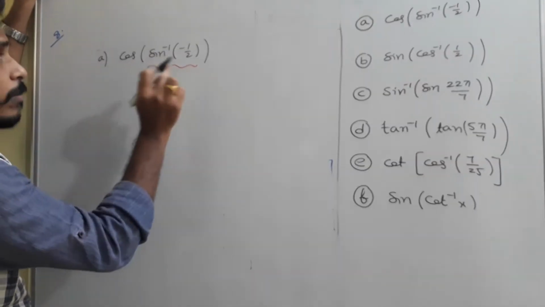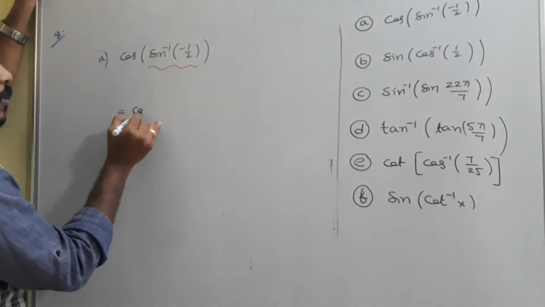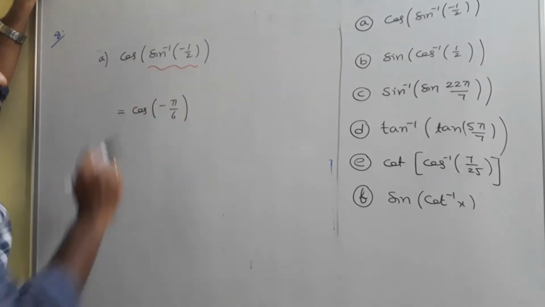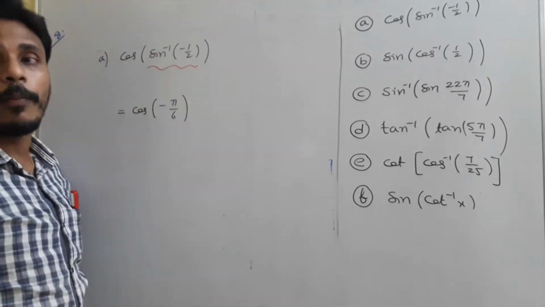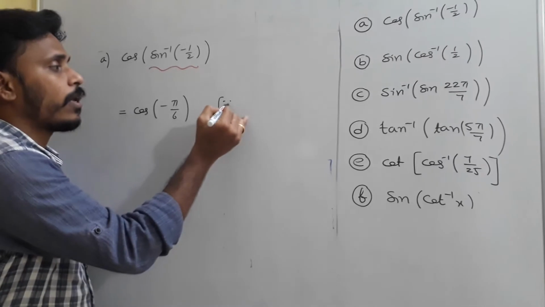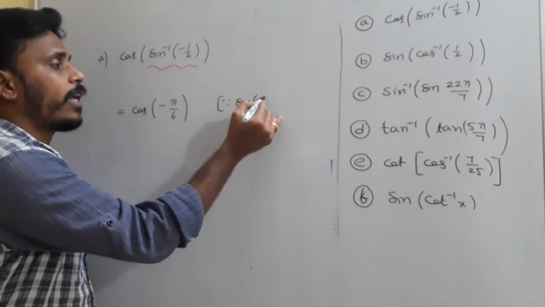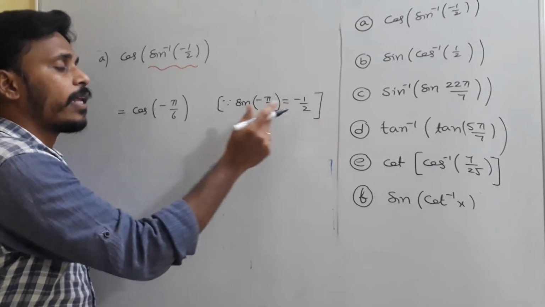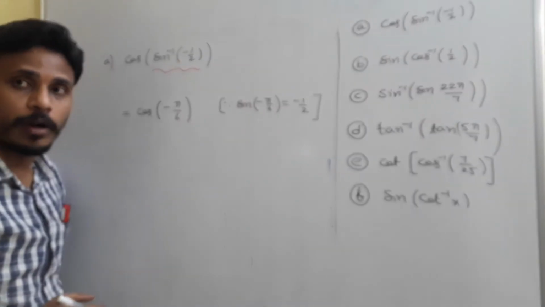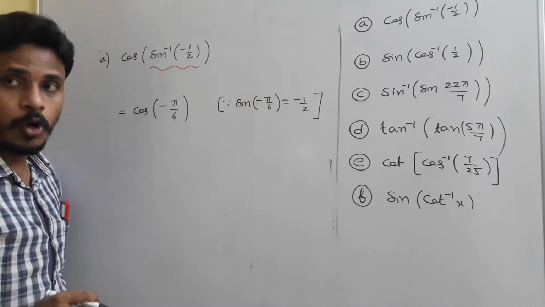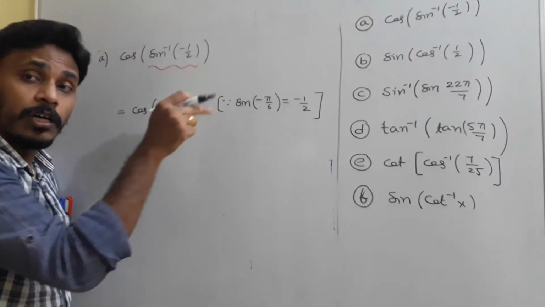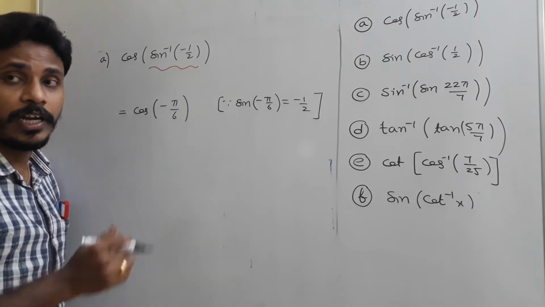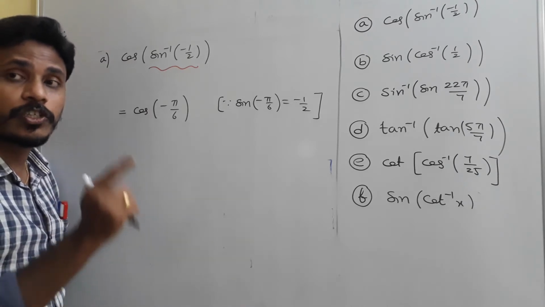So this is simply nothing but minus pi by 6. So this is equal to cos of minus pi by 6. That's it. Why? Because you need to memorize in such a way, since sine of minus pi by 6 is minus 1 by 2, and minus pi by 6 is an angle in the fourth quadrant, so it is acceptable. In the third quadrant also we have one angle which results in minus 1 by 2, but we don't need that one.